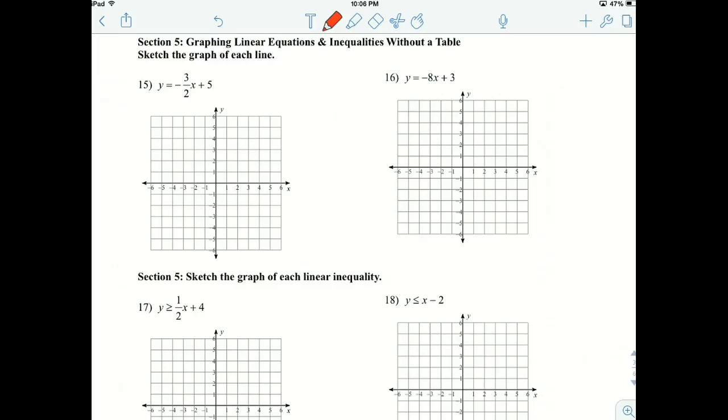In section 5, we're going to graph lines, linear equations, and also linear inequalities without a table. Linear equations are what we've been looking at so far, which is a straightforward line. Inequalities means we're going to have greater than or less than, or solid or dashed lines, greater than, less than, or equal to.